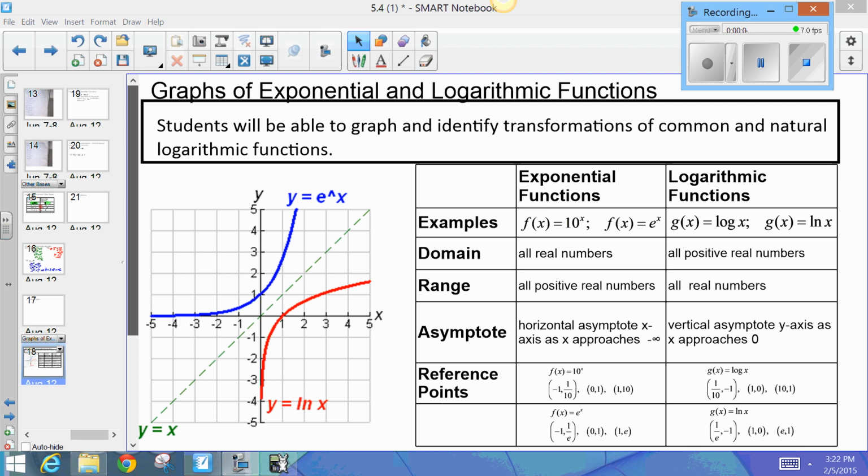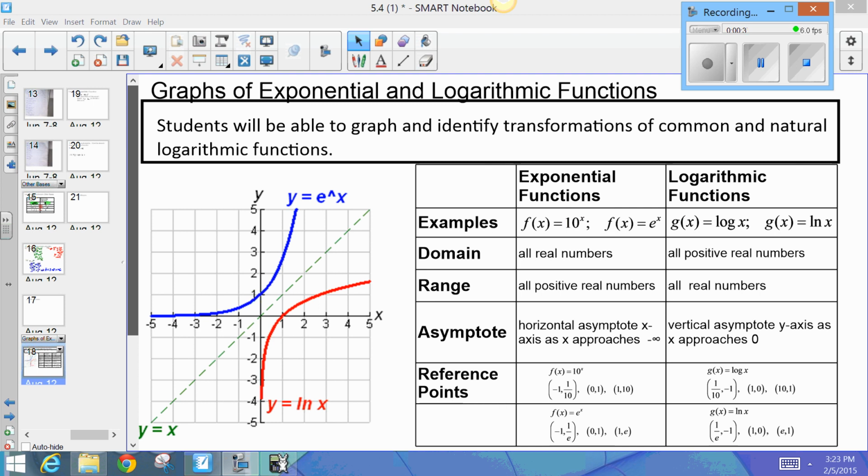This is pre-calculus, notes on 5.4, graphs of exponential and logarithmic functions. All right, guys, the good news here is that you don't actually have to graph these functions. However, you do need to know some properties of them. You should be familiar with seeing them. You will be expected to describe the domain of both functions and the range of both functions. And you will be expected to describe transformations of them.